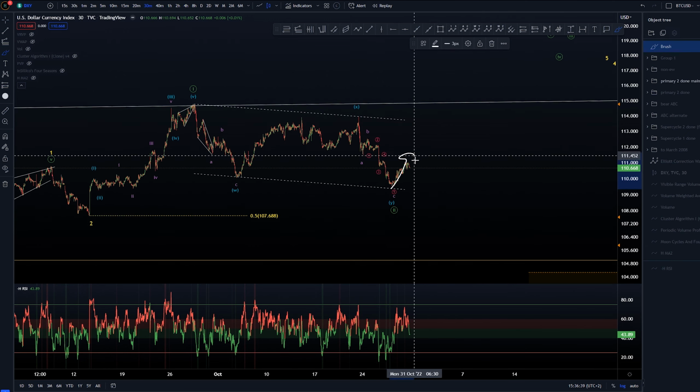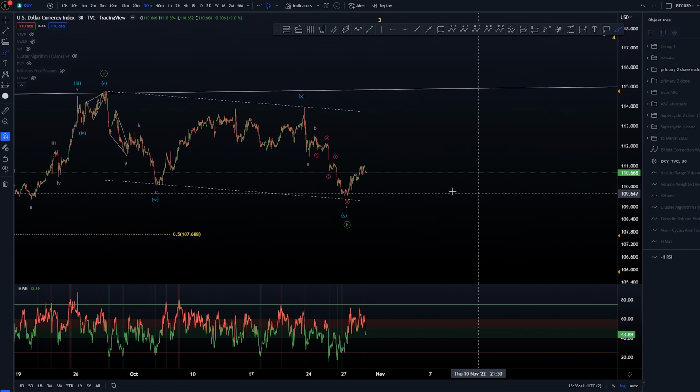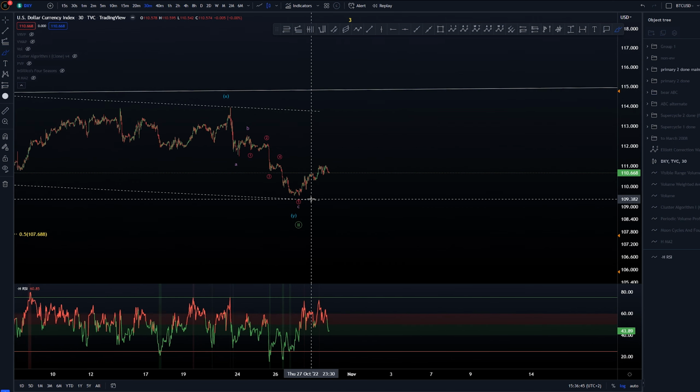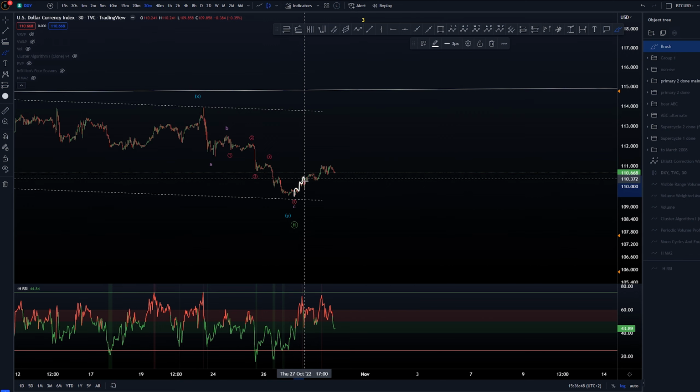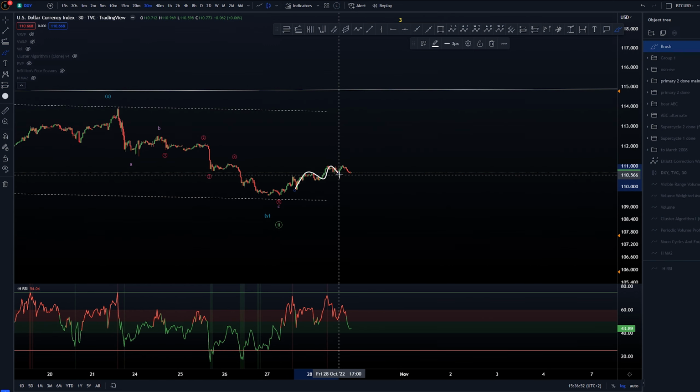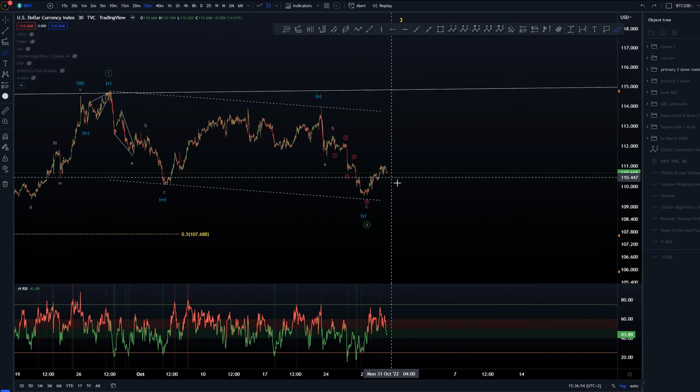Since then, again, we've had some kind of pump upwards. However, it is not as clear as we would like. There is a possible 5-wave structure in here: 1, 2, 3, 4, 5, and then 3 back. But again, this is very overlapping. So we'll see how this turns out.